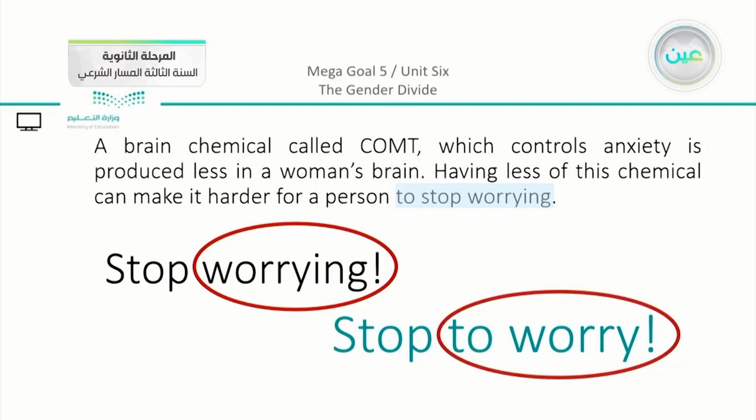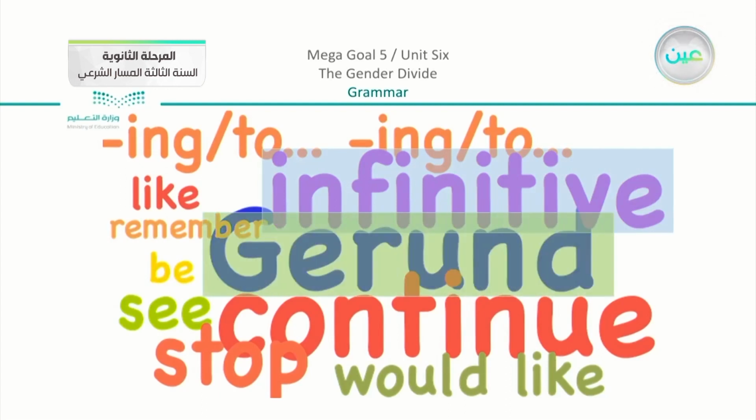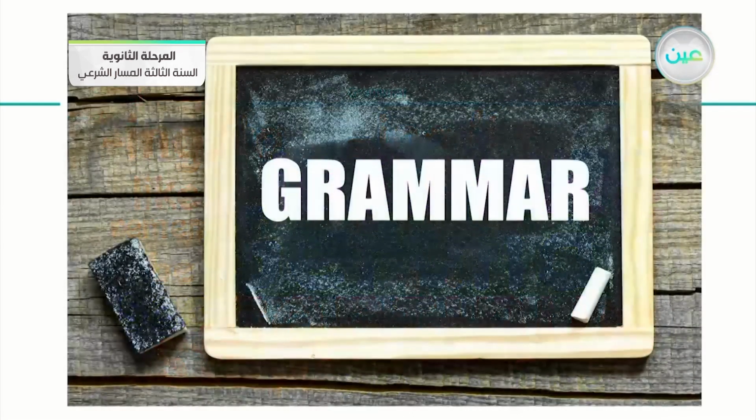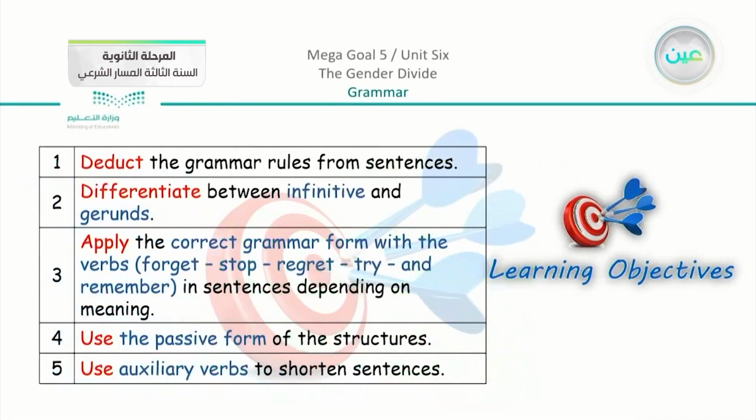So this is going to be the second part in our lesson today. We are going to focus on the infinitive and also on the gerund that we have here. Now this part is going to be our grammar lesson for the day. We are going to pass by the grammar lesson as well as the listen and discuss that we have. We are going to see our objectives. So number one, to deduct the grammar rules from sentences.